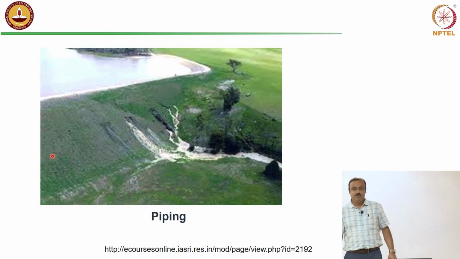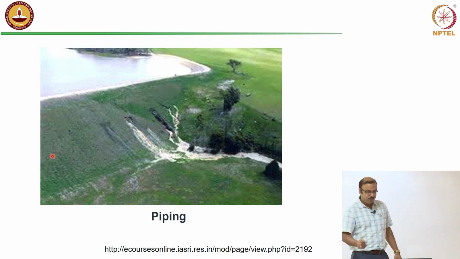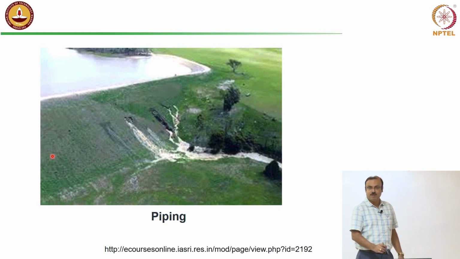Another major catastrophe is the piping. What do you mean by piping? Just now we said the embankments, right? So, this is the embankment and this is the storage reservoir. This is the water stored. It can be for agriculture, for drinking, or for any industrial application.